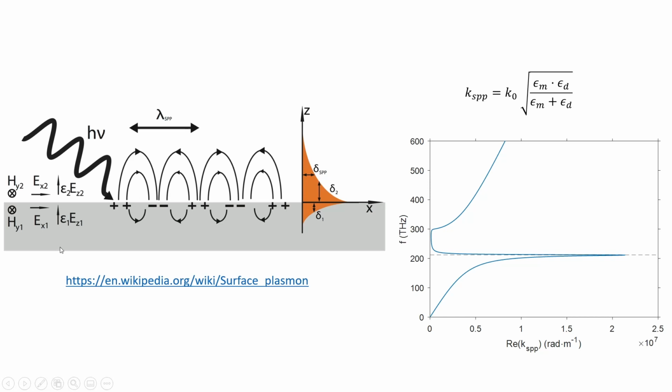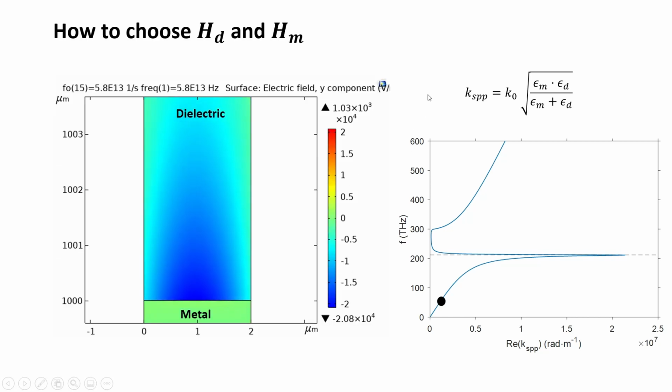This figure is just from Wikipedia, showing what you expect from this mode. You have some propagating mode at the interface that is mostly confined to the interface and extended in the dielectric here and propagates along this direction.